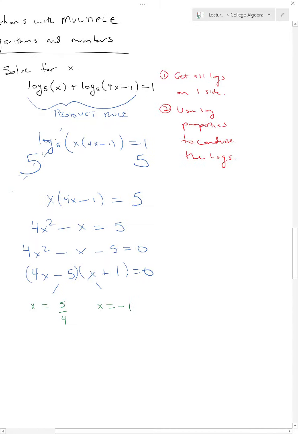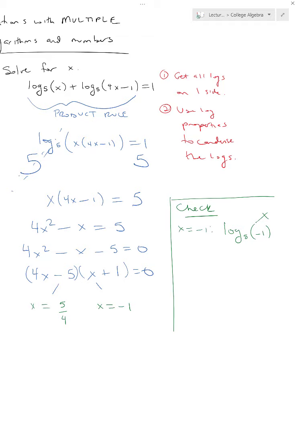And so before we start saying we have two answers and this is it, we have to remember to check our answers. So when I check my answer, I'll start with -1. I plug it into all the logs. So as soon as I start with the first one, log base 5 of -1, that's a red flag because I can't have a negative number inside my log. I cannot have a negative argument. Because of that red flag, because it didn't work in even just one of the logarithms, that means this is not a solution.